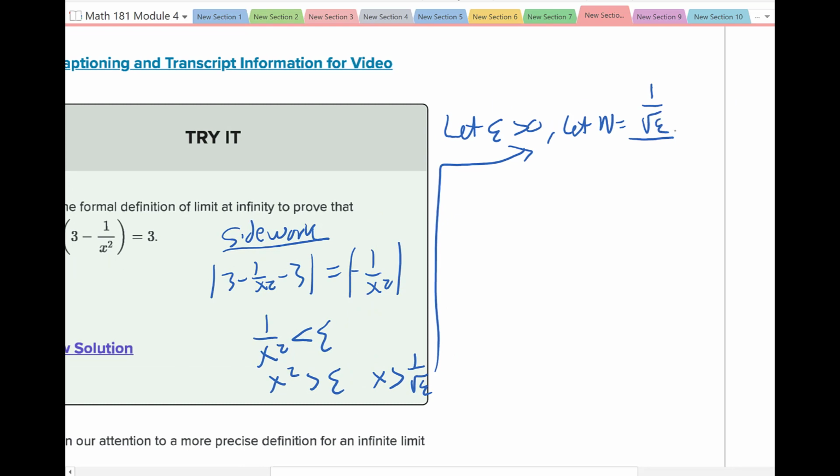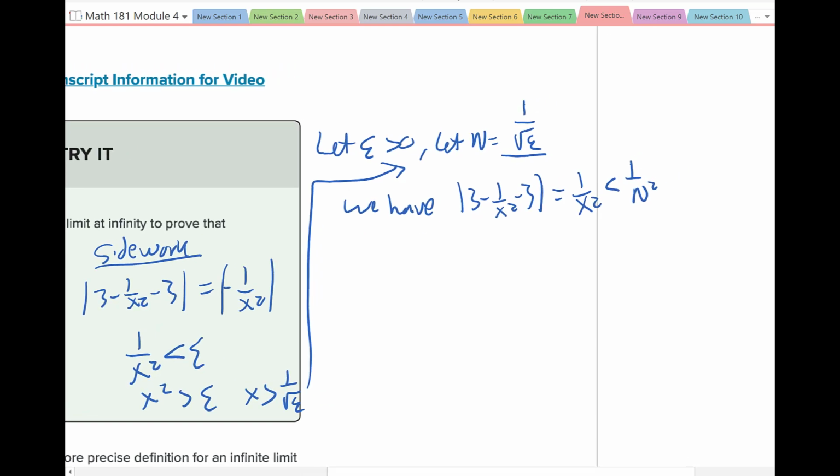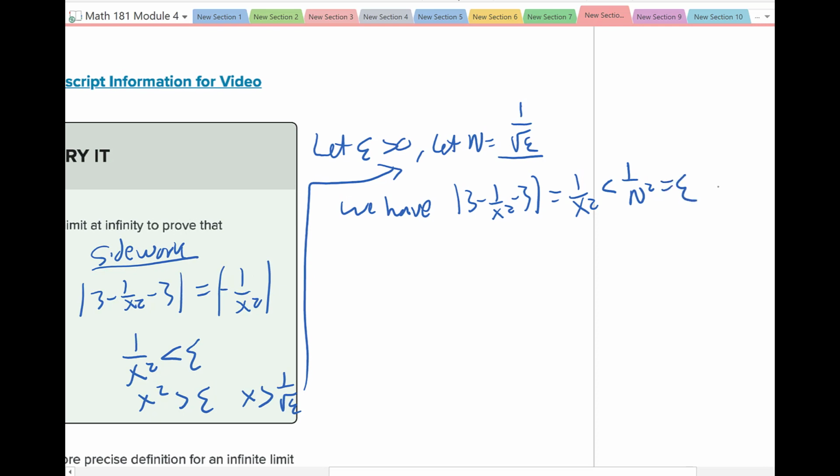Now we build out the formalities. We have the absolute value of 3 minus 1 over x squared minus 3 equals 1 over x squared, because of the absolute value, which is less than 1 over n squared, which is epsilon. And therefore, the limit as x approaches infinity of 3 minus 1 over x squared equals 3. Okay.